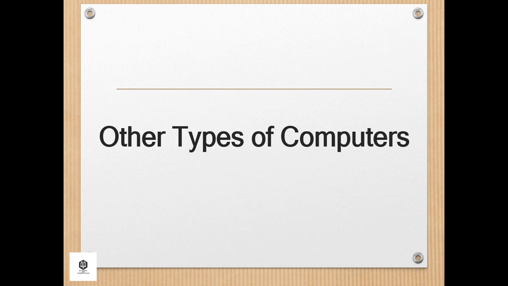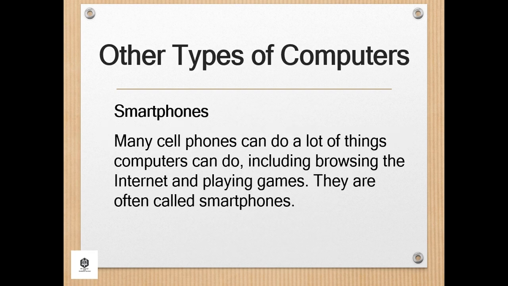There are other types of computers. Many of today's electronics are basically specialized computers, though we don't always think of them that way. Here are a few common examples. Smartphones. Many cell phones can do a lot of things computers can do, including browsing the internet and playing games. They are often called smartphones.